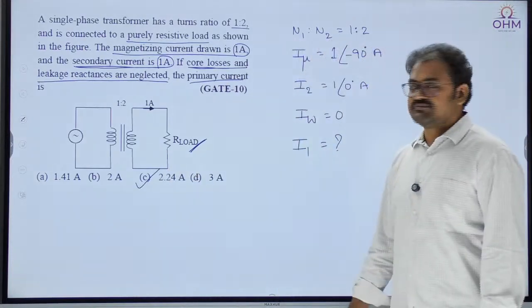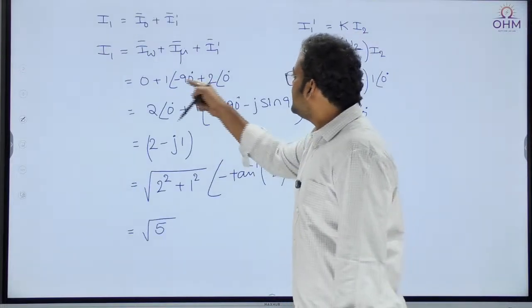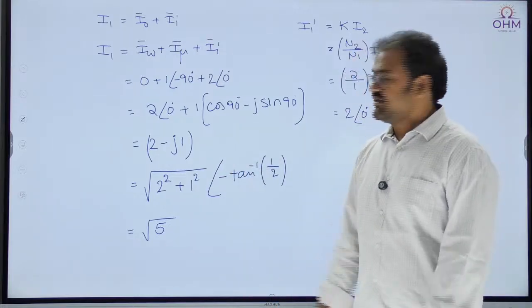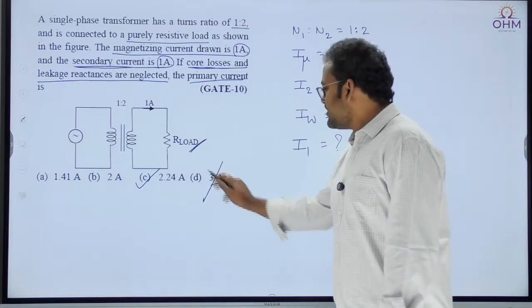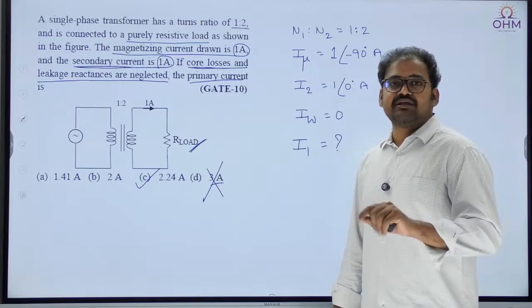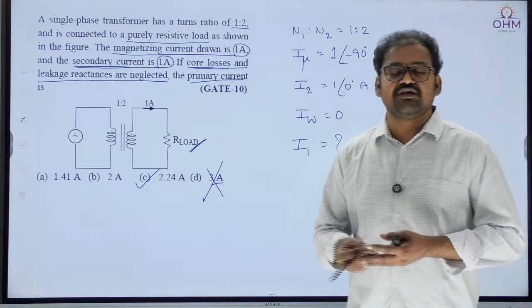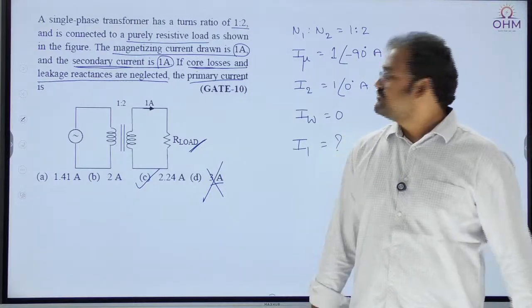2.24 is the correct answer. But the common mistake students will make is they will add this 1 and 2 algebraically and they will say, sir, 3 ampere is the total primary current. That option will also be available, 3. But that is the wrong answer. So you should never add anything algebraically, because angles are very, very important, because a few currents are active components and reactive components will be there. We have to add them vectorially. All right.